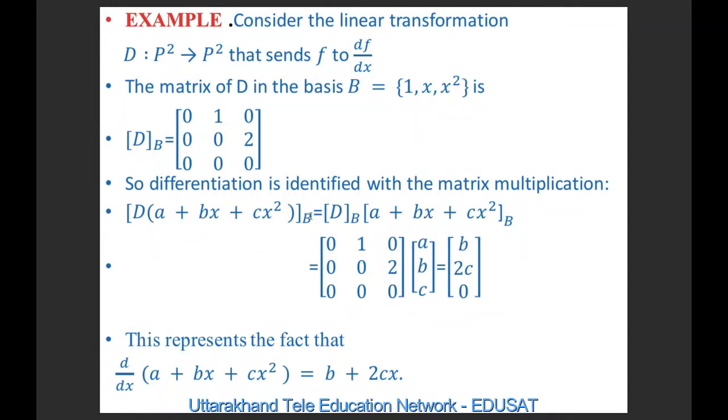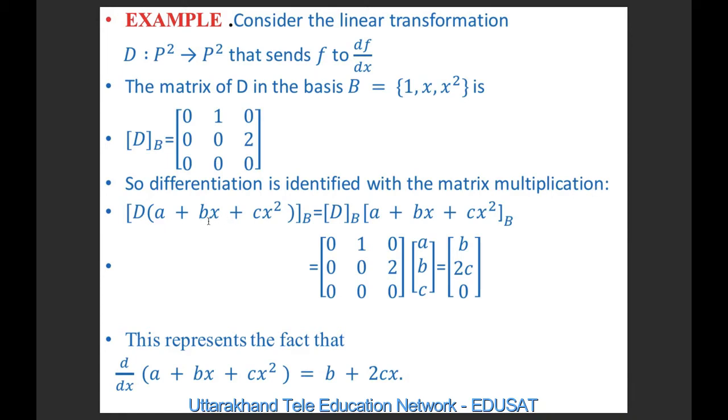Now consider the linear transformation D from P2 to P that sends f to df upon dx, the derivative of f with respect to x. The matrix of D in the basis B = {1, x, x square} is 0, 1, 0, 0, 0, 2, 0, 0, 0. So the differentiation is identified with matrix multiplication.